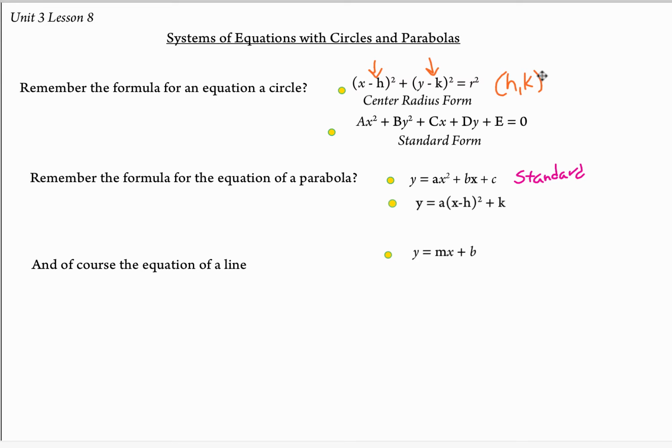You just got to look at an equation and go, oh, I see two things being squared, it must be a circle of some sort. Oh, I only see one thing being squared, it's got to be a parabola. Oh, I see nothing being squared, it's got to be a line.